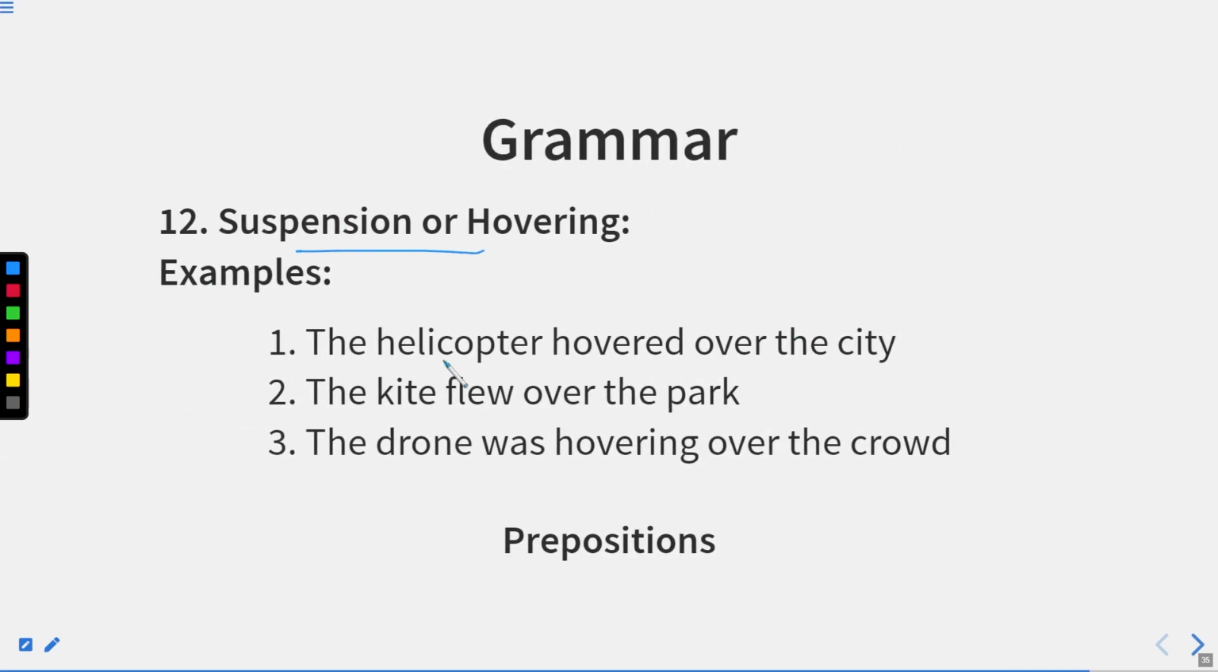Suspension or hovering. The helicopter hovered over the city. The kite flew over the park. The drone was hovering over the crowd. So we are using the preposition over.